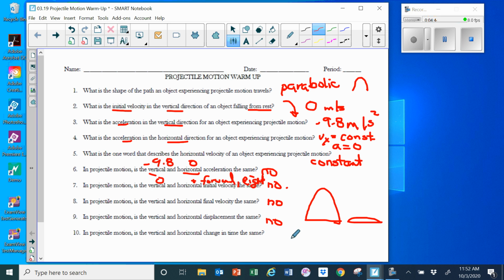Okay, in projectile motion, is the vertical and horizontal change in time the same? Yes. The time it takes for the projectile to go up and back down is the same as the time it takes for the projectile to go forward. So when the projectile goes up, back down, and lands, the same time has passed going up and down as the time it takes to go out. So the answer to this is yes.